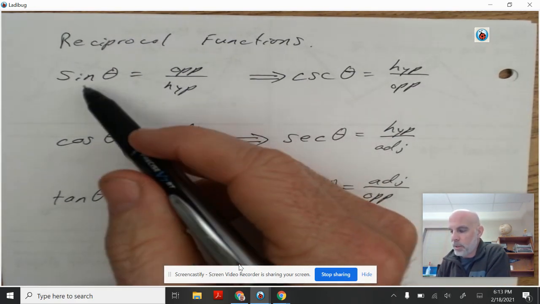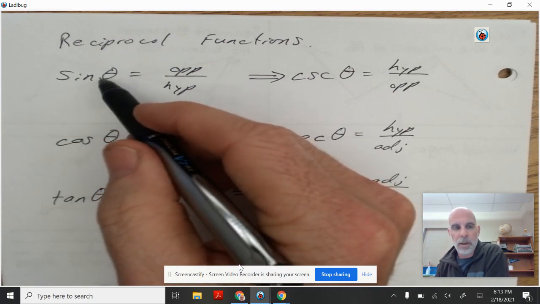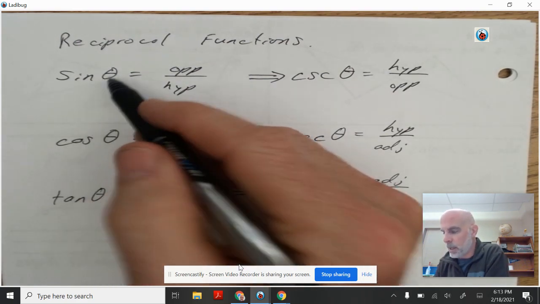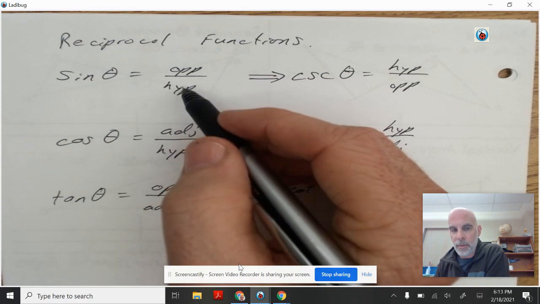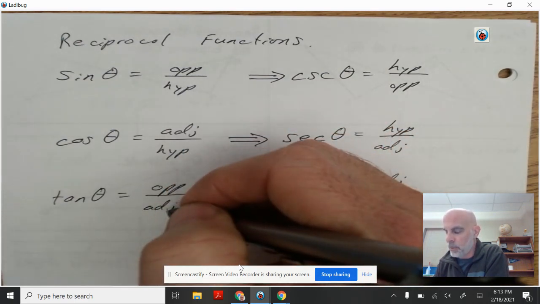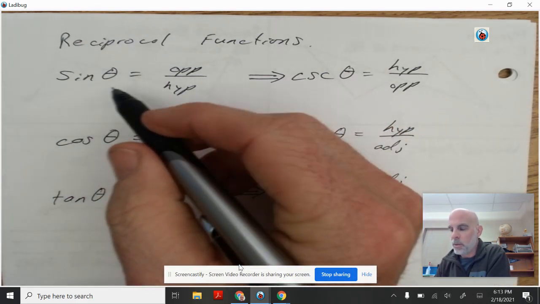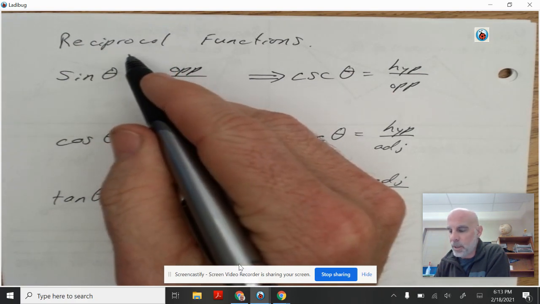But we know these three: sine of theta. Theta is just a Greek letter that represents an angle. Sine of some angle is always opposite over hypotenuse, cosine is adjacent over hypotenuse, and tangent is opposite over adjacent. So what we can do is take the reciprocal. We know what that means: we flip things upside down.